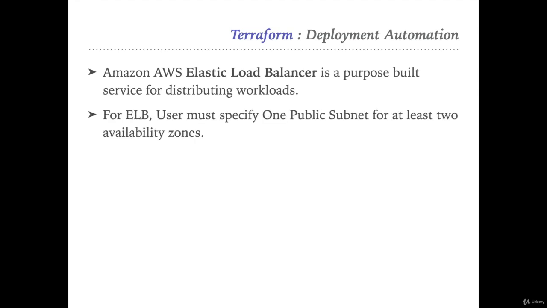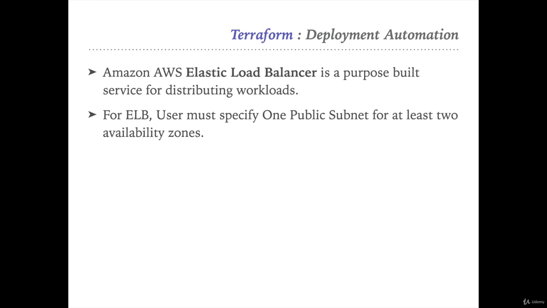For Amazon ELB, or Elastic Load Balancer, the user must specify one public subnet for at least two availability zones. So it is required to provide at least one public subnet in at least two availability zones whenever we are going to create the ELB in AWS.